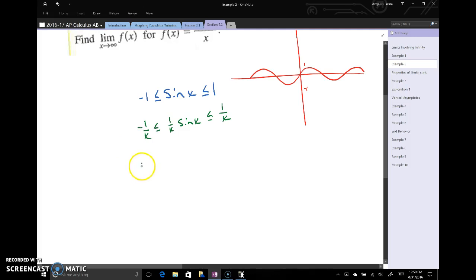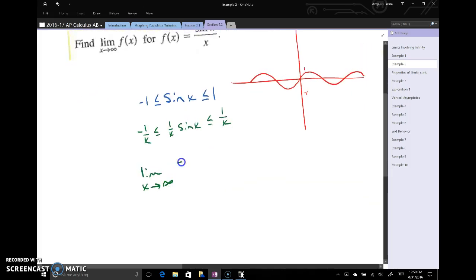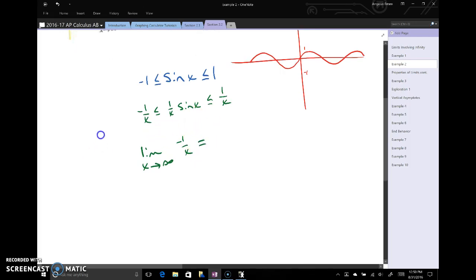So then what we can do is we can take the limit as x approaches infinity of -1 over x, see what that's equal to.